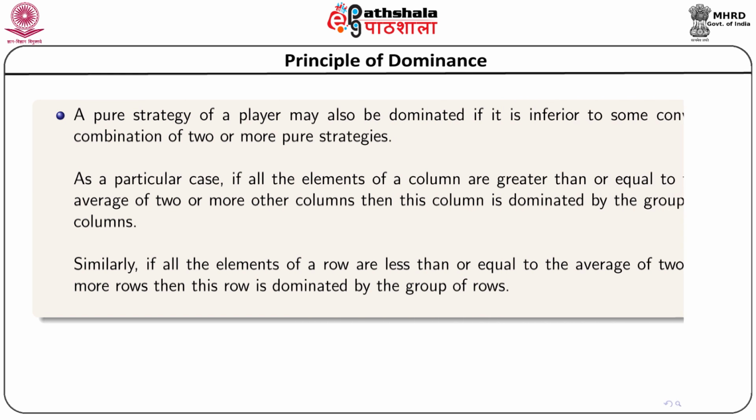A pure strategy of a player may also be dominated if it is inferior to some convex combination of two or more pure strategies. As a particular case, if all the elements of a column are greater than or equal to the average of two or more other columns, then this column is dominated by the group of columns. Similarly, if all the elements of a row are less than or equal to the average of two or more rows, then this row is dominated by the group of rows.